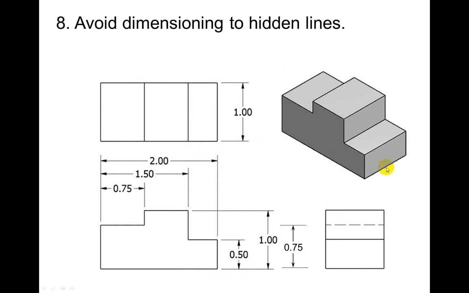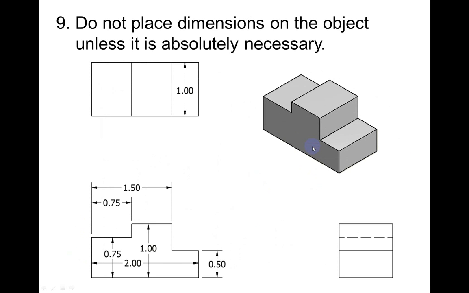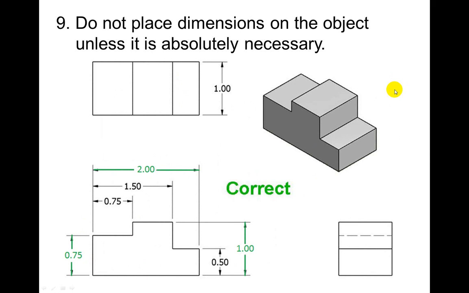Okay, so avoid dimensioning to hidden lines. This one actually is moved over a little bit, but it's showing that it's dimensioning to that hidden line. And you don't ever want to do that unless it's not shown in any other view as not being a hidden line. If it's always a hidden line in all of your views, that's the only time you would ever dimension to a hidden line. Okay, so in this case it's not. You can see it here, so you would dimension it there instead of on a hidden line. All right, so do not place dimensions on the object. Notice I've got all the objects here. That would be incorrect. Again, that's the correct view.